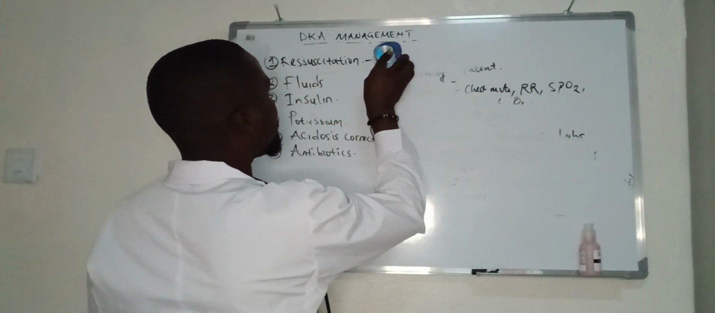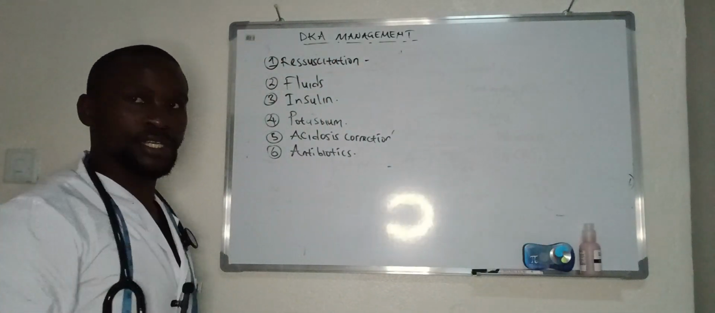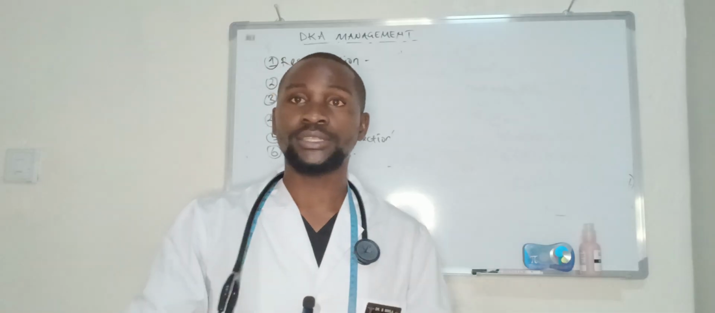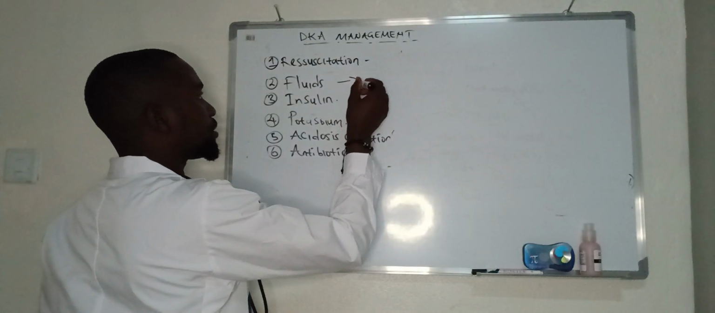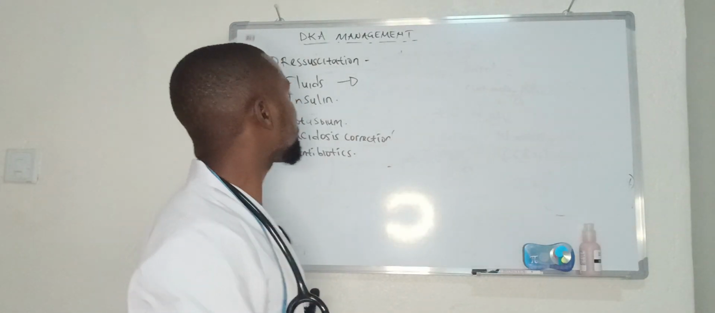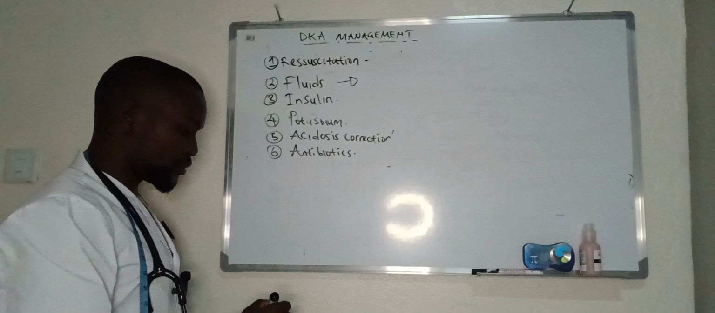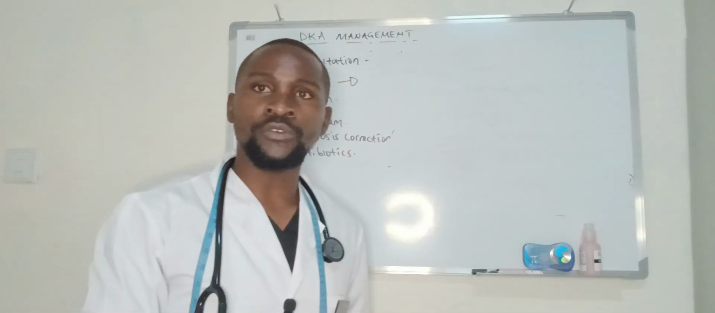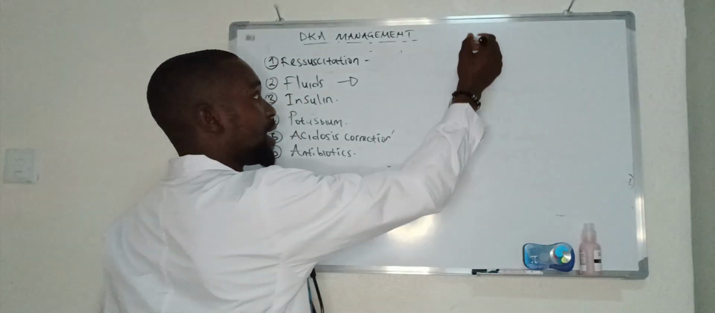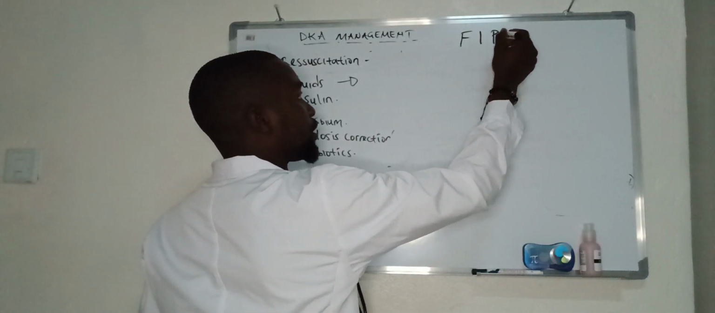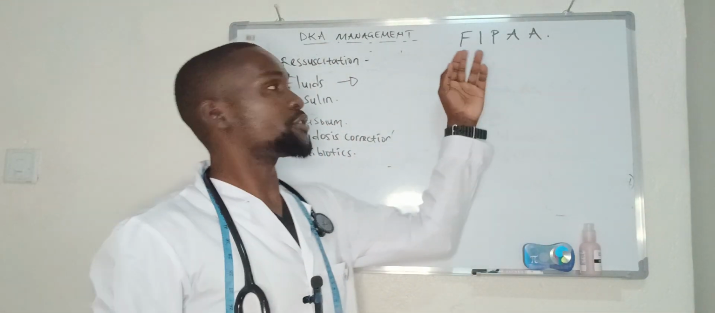After the patient is resuscitated, you start your fluid management. So you start off with the resuscitation, then you move to the fluids. Remember, this is a mnemonic that you can use after resuscitation. The mnemonic that you can use to remember the principles of management of diabetic ketoacidosis is FIPAA. So F is for fluids.